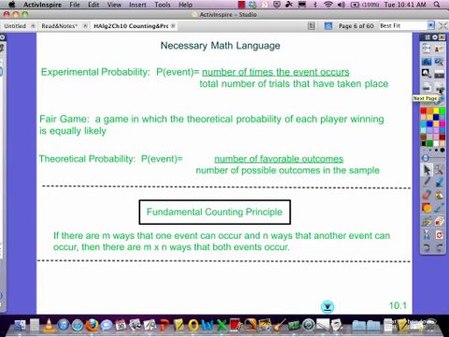Experimental probability is going to be written as the notation P of the event, and sometimes it's just an alphabetical letter. So if I want the probability of getting odds on a die, I would put P of O. It is the number of times the event occurs over the total number of trials that have taken place. So you'd be doing a certain number of rolls, and you would be counting how many would be odd, for example. A fair game is a game in which the theoretical probability of each player winning is equally likely. Theoretical probability of an event is the number of favorable outcomes to the number of possible outcomes in the sample space.